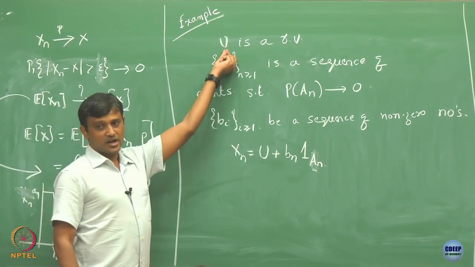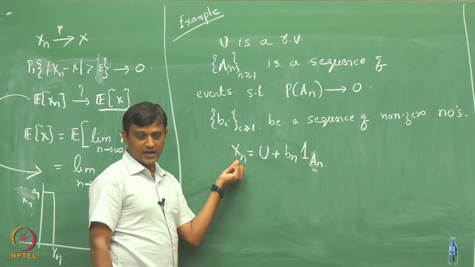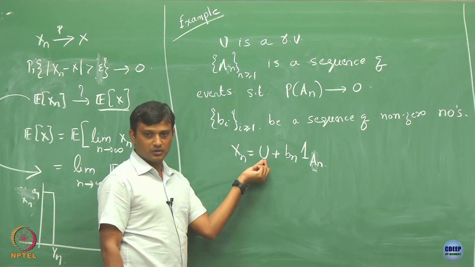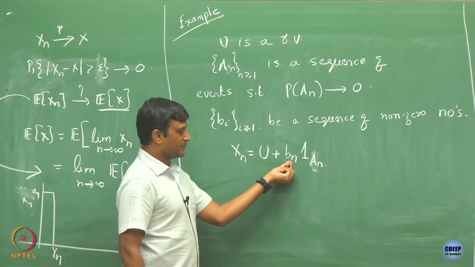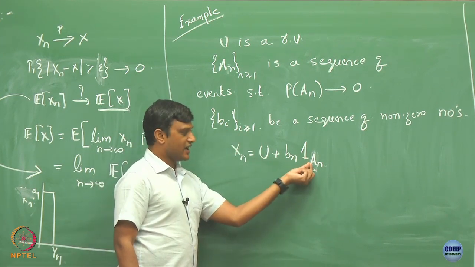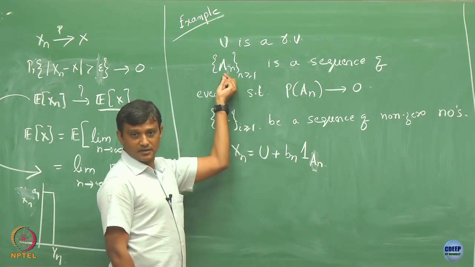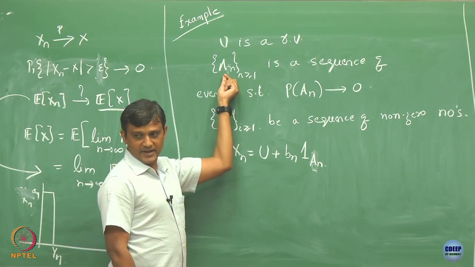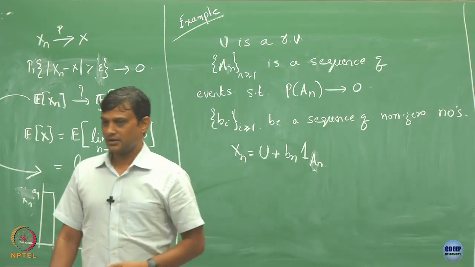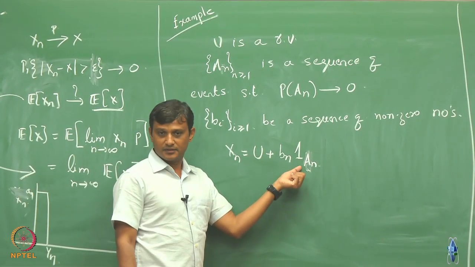So this u does not depend on any n, it is just one random variable u. I am going to define for each n a new random variable which is the sum of u and b_n, the deterministic quantity coming from this given sequence, multiplied by this indicator function which depends on A_n, and A_n is the event that I am assuming is such that its probability goes to 0. Let's say I have such a setup. Okay, do you understand what I mean by the indicator of A_n, right? Fine.